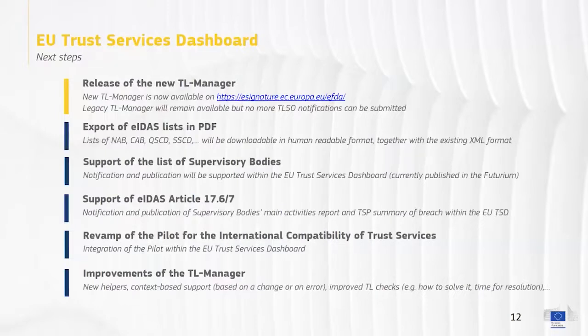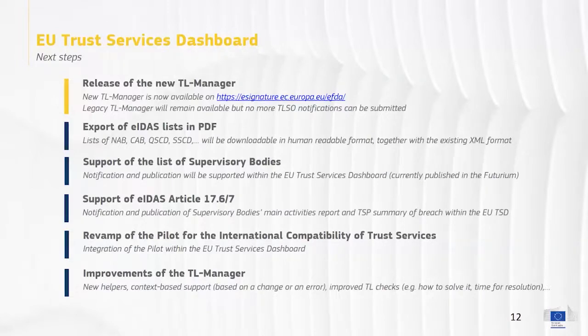Then this year we will also propose to export all the eIDs lists in PDF format. We just browsed at the beginning of this session the list of national accreditation bodies, the NAB, the conformity assessment bodies, the CAB, and so on. Currently, it's available in XML format, but it will soon be downloadable in a human readable format, in PDF, together with the current export in XML format.